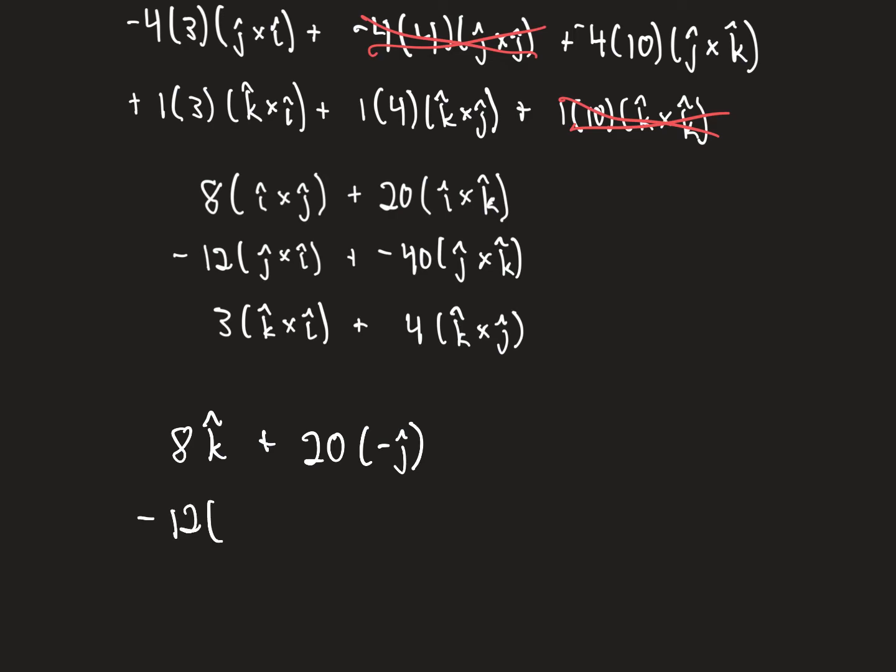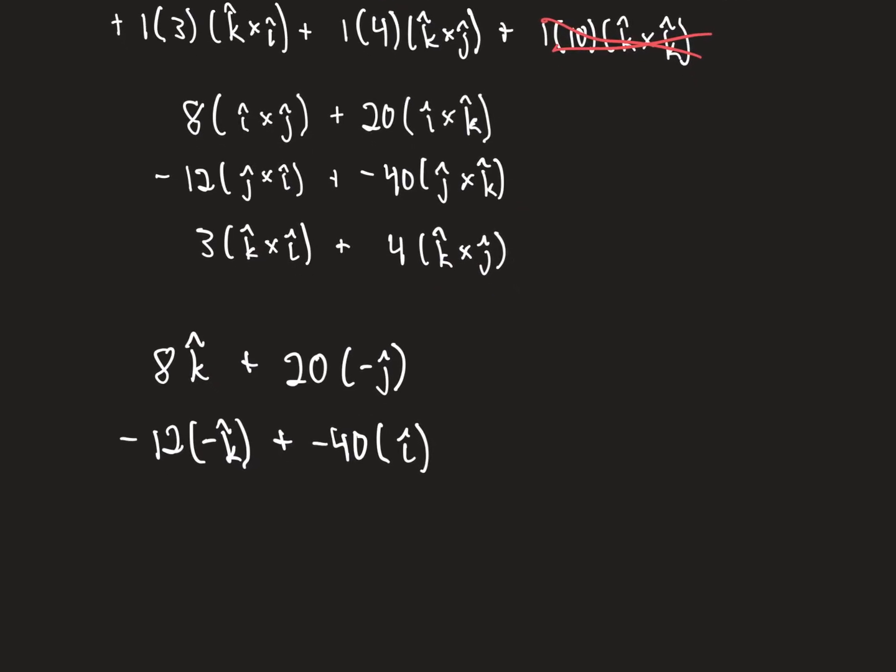J cross I, let's see. J, I'm going backwards to get to I, so I have to go backwards again to get to K, so that's got to be a negative K. Negative 40 J cross K, let's see. J, I go around the outside, I get to K, I go around the outside to get to I, so that's got to be positive. K cross I, let's see, where's K? Here's K. From K to get to I go around the outside, so positive. I keep going around the outside, I get to positive J.